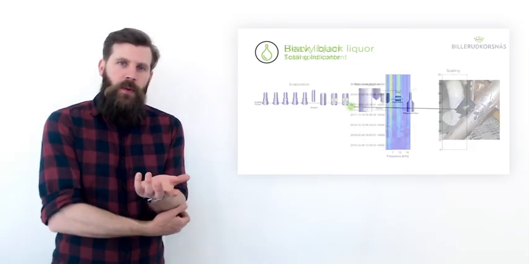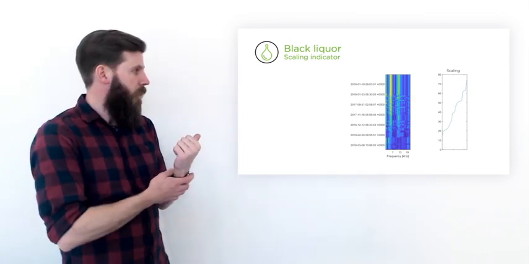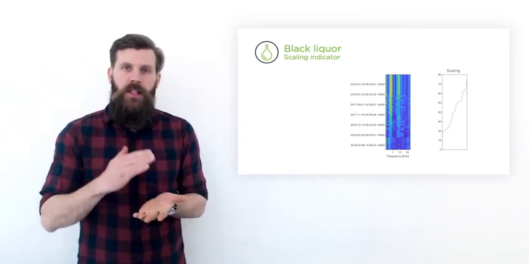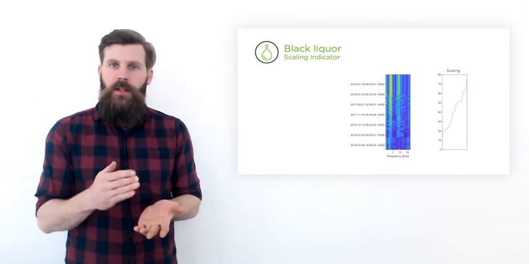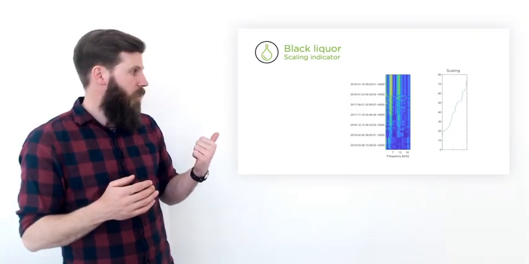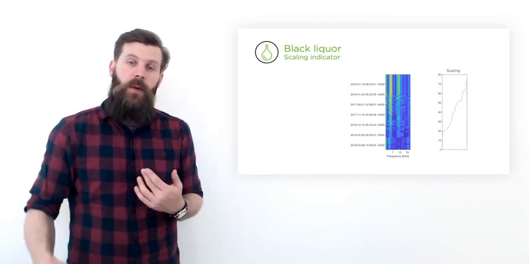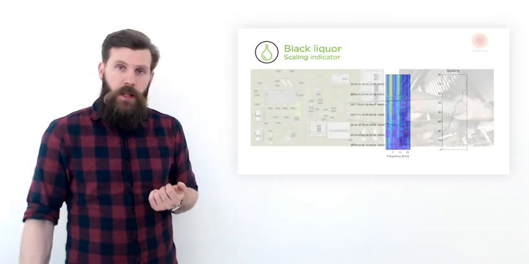For black liquor, we also have something that we call a scaling indicator. This is not quantifying the scaling progress in millimeters or micrometers. This is a gradually scaling process, so you can base your cleaning cycle on hard data, not your gut feeling, by indicating the scaling progress, like in this case.